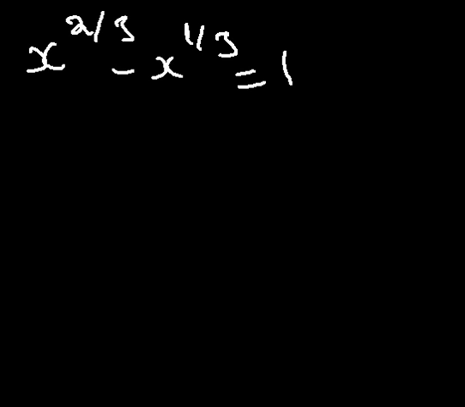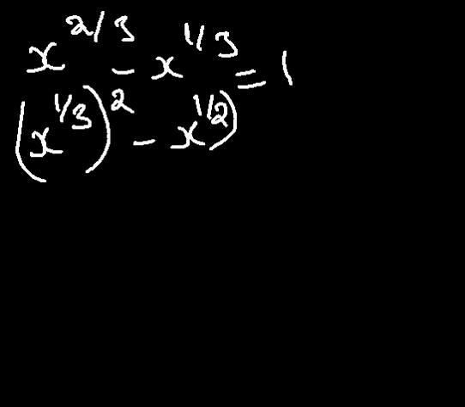And how about if we have this case as well? Now let's say we have x to the power 2 over 3, minus x to the power 1 over 3, is equal to 1. And of course this is the same as x to the power 1 over 3 squared, and using the same way we did it before, minus x to the power 1 over 3, minus 1 is equal to 0, upon moving this one to the other side.